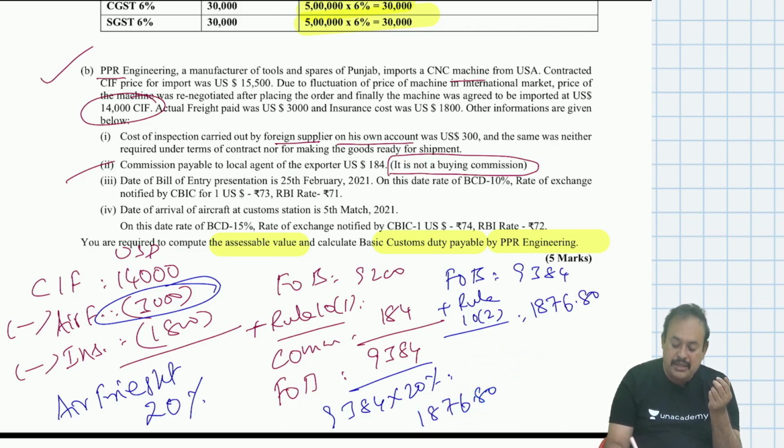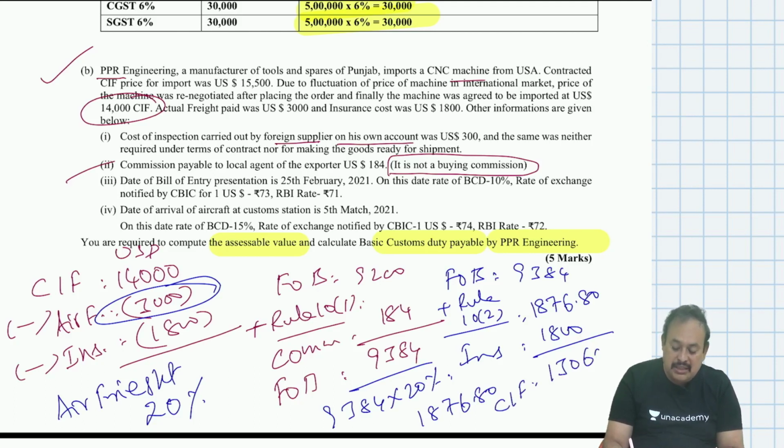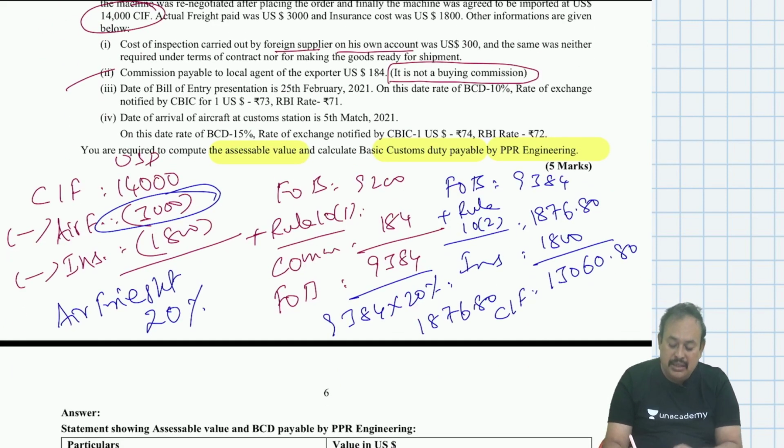Got the clarity, my dear friends? Therefore, add here air freight. Thereafter, insurance. How much? Insurance is actual $1,800. Then you get CIF value here: 9,384 plus 1,876.80 plus 1,800. Total you will get CIF value is $13,060.80. That you multiply with exchange rate.